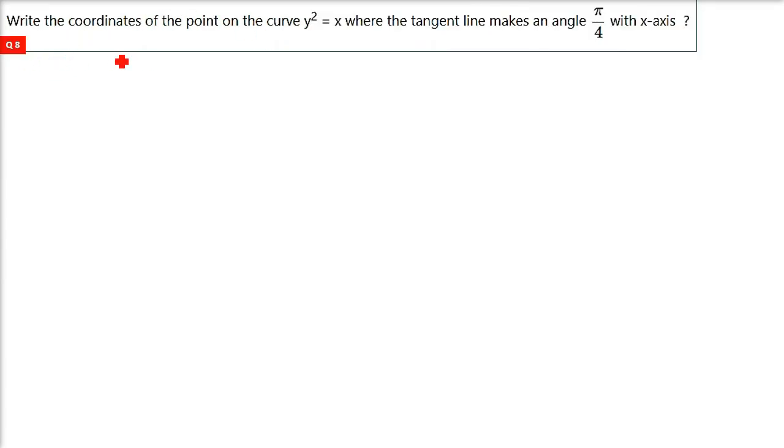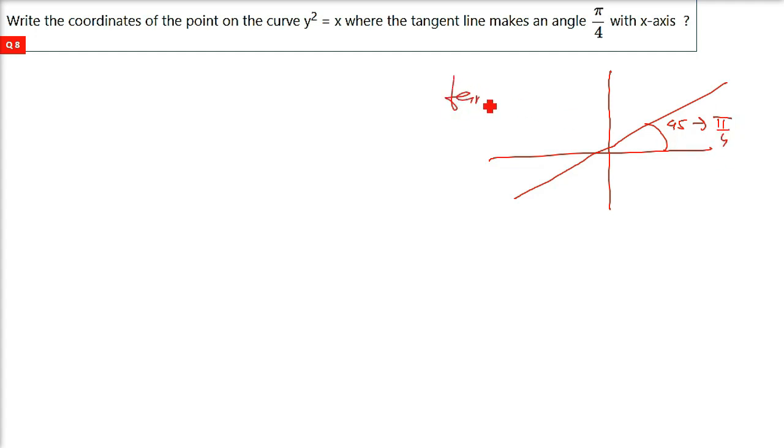Write the coordinates of the point on the curve y squared equals x, where the tangent line makes an angle pi by 4 with the x-axis. Pi by 4 with the x-axis means what? We have just seen a question like this. This is 45 degrees. The line is equally inclined to the x-axis and y-axis. So tan 45 degrees is what? It's going to be 1.